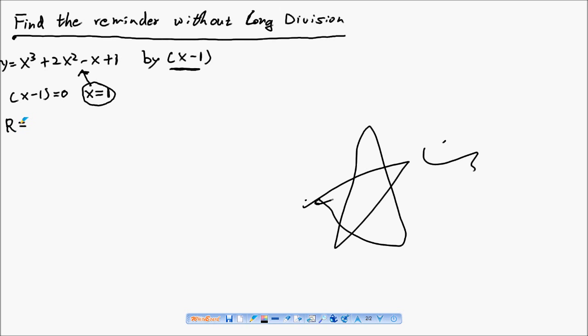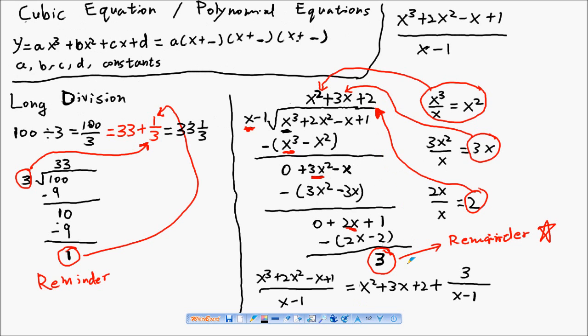Let's try it. This theory was found by ancient mathematicians, and the reason behind it is quite complicated. In math methods, even in specialist, I think you are not required to know that. So just remember this method as a formula. Let's substitute this number back into the function. So we have 1 cube plus 2 times 1 square minus 1 plus 1, which is 1 plus 2 minus 1 plus 1, which is 3. The remainder is 3, which is exactly the same as what we found out there.